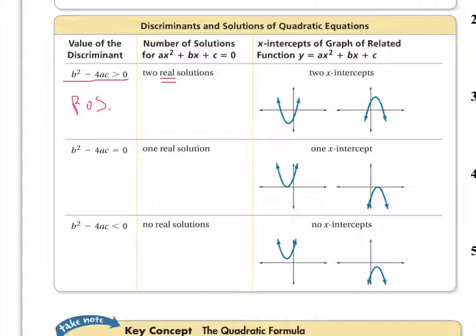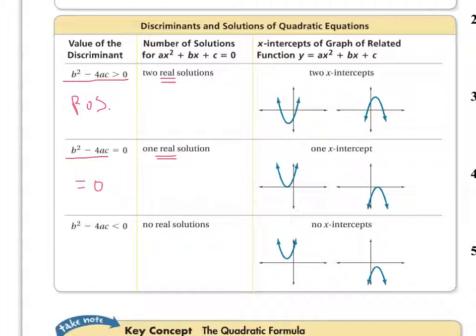Now, if our discriminant, or if b squared minus 4ac is equal to 0, then that means our parabola is only touching the x-axis at one spot. It's called the vertex of the parabola, but again, that's sections ahead. So it's only touching the x-axis in one spot, giving us just one real solution. And again, we are talking real as in real numbers.